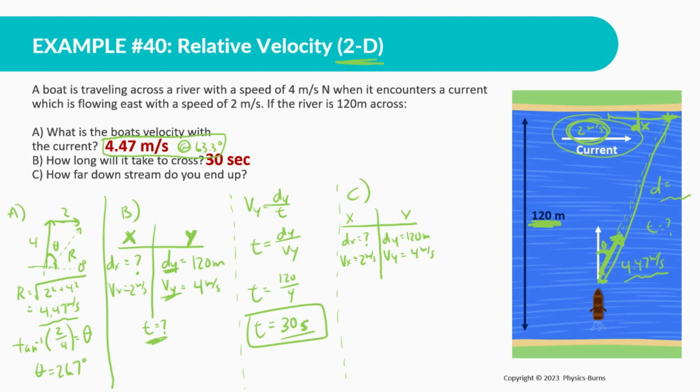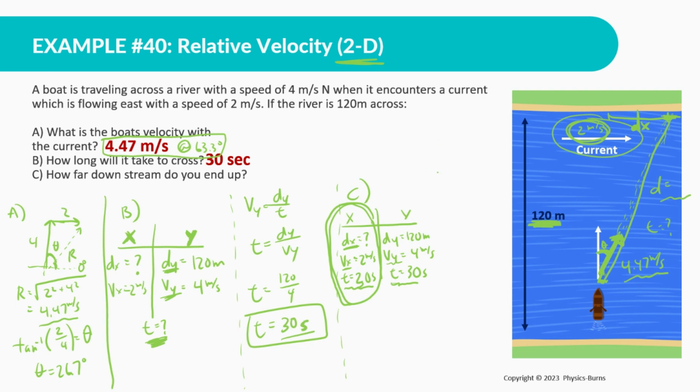And we just found time. So we actually know that the time this boat's going to be in the water is 30 seconds. So we can use these pieces of information to find that distance in the x. Remember, time is the only thing that's the same on both sides. And we can only use the information on the side when we're looking for something. So when I'm looking for a distance in the x, I shouldn't be using velocity in the y. I should be using velocity in the x. So let's use that to solve for this.